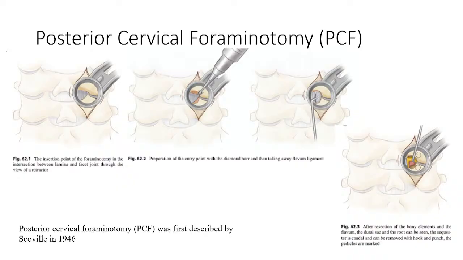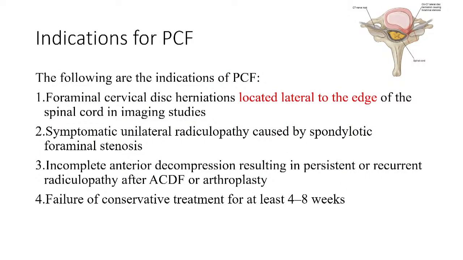So basically, what we do is we dock and open the C5-C6 foramina, that is between the C5 and C6 lateral mass, and we remove some bone. We remove the ligamentum flavum, and then we trace the root, the axilla of the root, remove the disc or any bony compression there, and then the surgery is done.